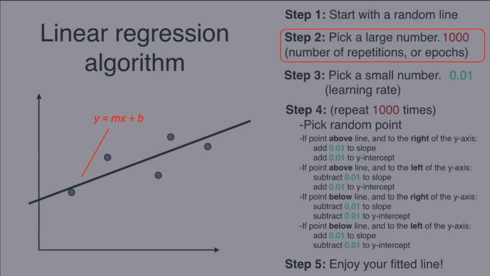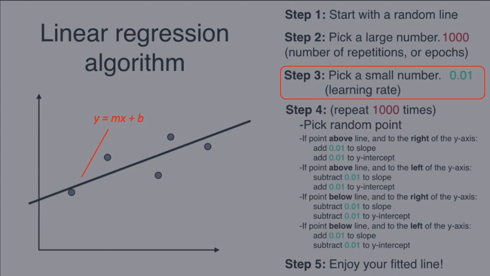Step 2. Pick a large number, for example 1000, as the number of repetitions, iterations, or epochs. It means that we will run through the given point set many times.